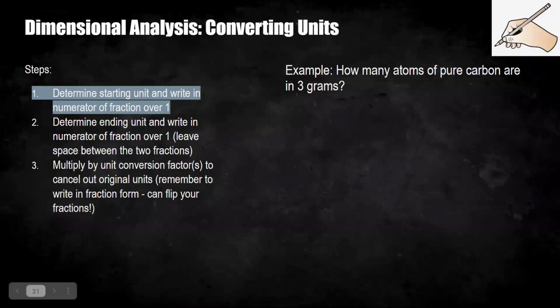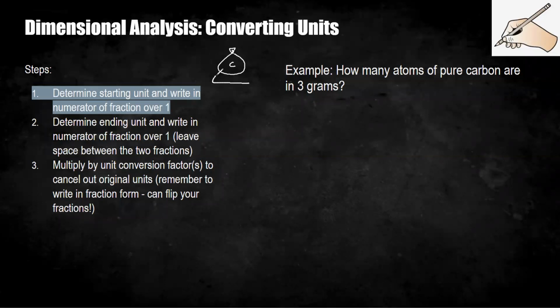So we're going to use this same principle when we are completing our dimensional analysis problem. So in this example, it is asking for how many atoms of pure carbon are in 3 grams. So what this is really saying is, if we were to draw out this scenario, say we had a bag of carbon atoms and it on a scale weighed 3 grams. So what we're trying to figure out is how many atoms of carbon are in that bag.